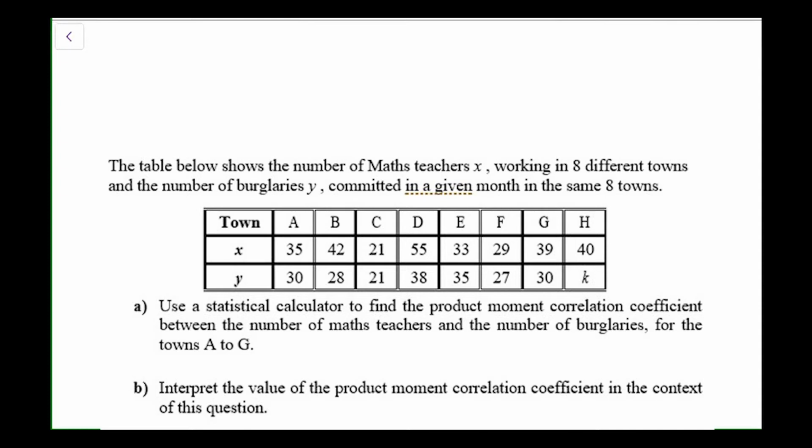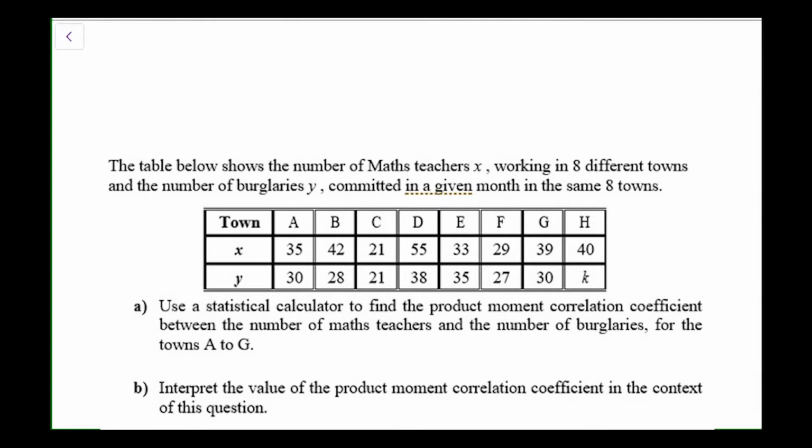So in this question, we're given some data, and the table shows the number of maths teachers working in 8 different towns. That's going to be the X variable, and the number of burglaries committed in a given month in the same 8 towns, and that's going to be the Y variable.